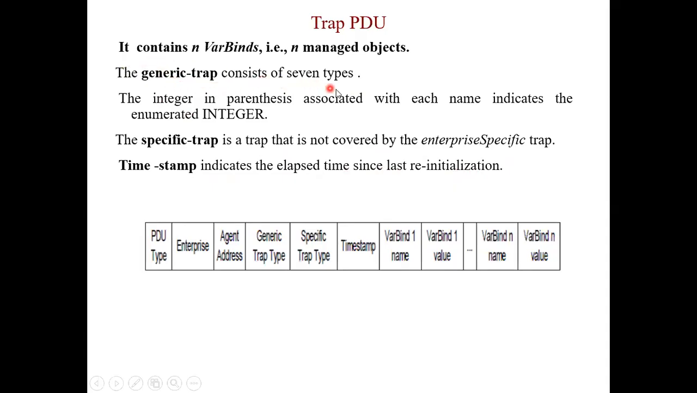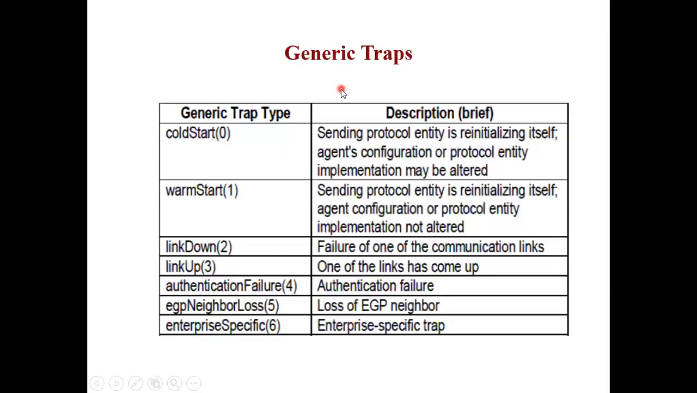Now this generic trap is of 7 types. Okay, so what are those 7 types? From the name you will know what alarm we are talking about, or what we want to say. What is that unwanted situation? So the 7 types of generic traps are cold start, warm start, link down, link up, authentication failure, EGP neighbor loss, enterprise specific trap. And with all these 7 names, there is in the parenthesis, or you can say in the bracket, a number associated.